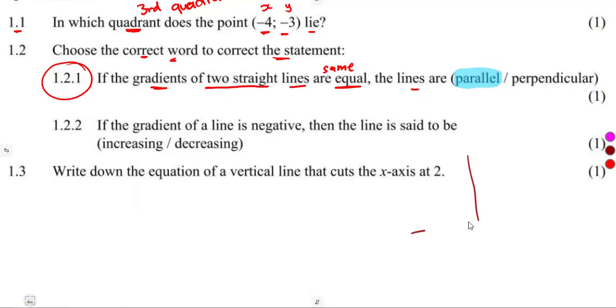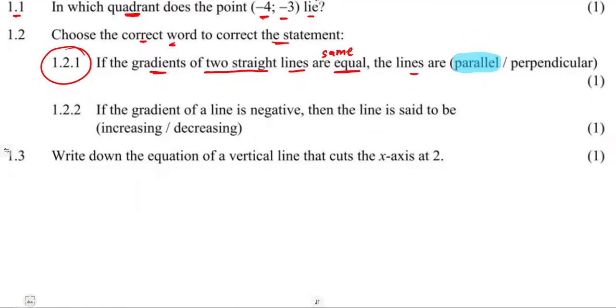If 2 straight lines are perpendicular, the product of their gradients is supposed to give us -1. Like to say, if one gradient is m, the other one will be -1 over m. This is for perpendicular lines. But if they are parallel like this, they have got the same gradient. All right, so we refer to this part. I just hope, guys, we are together.